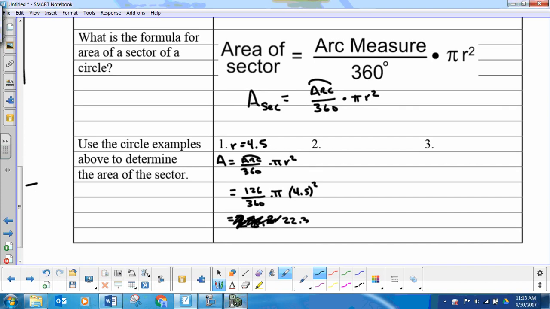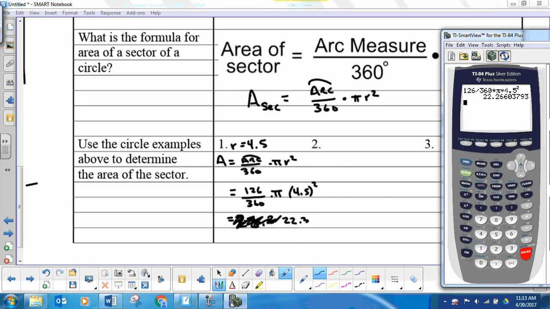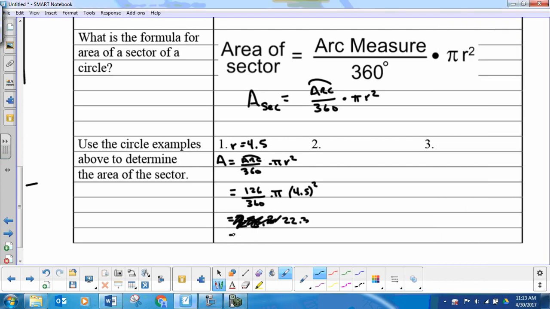All right, and then remember we like to see these in terms of pi sometimes, so let's see what that looks like. I'm going to do 126 divided by 360. So again, we're going to multiply everything except the pi. So it's going to be that fraction multiplied by 4.5 x squared, which gives me 7.1. And so the number in terms of pi would be 7.1 pi.